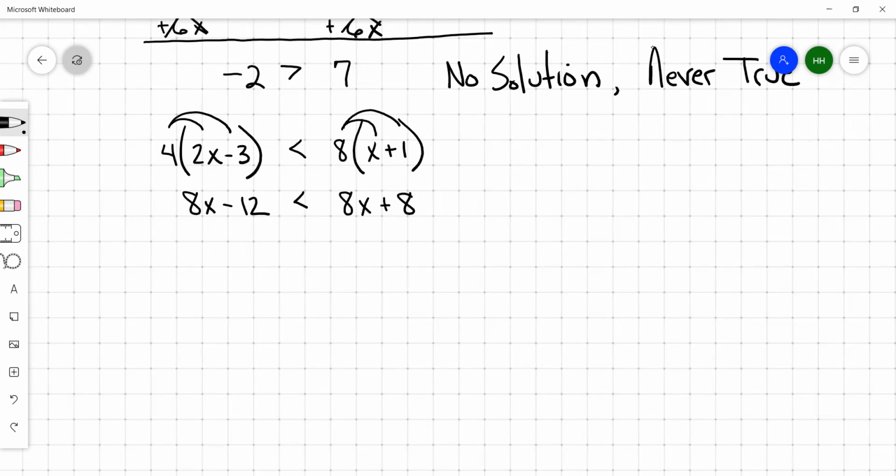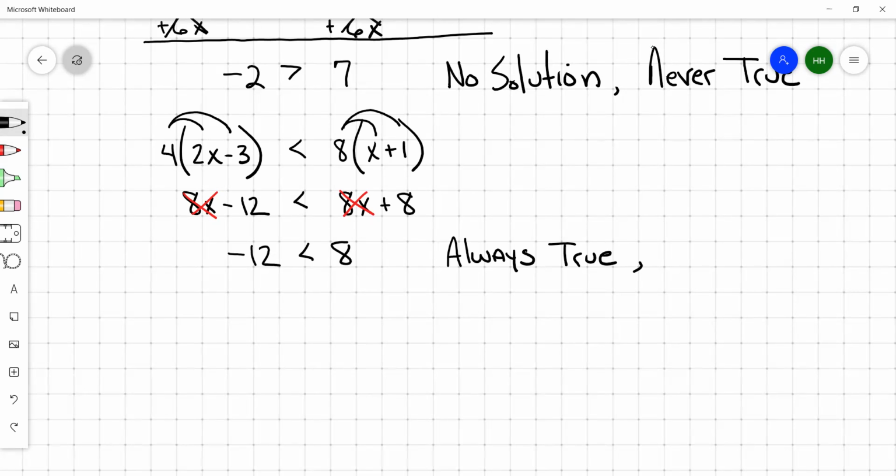You see what's going on with the 8x's again? Does it look to you like it did on the last problem? And didn't the x's end up eliminating themselves? So this is just going to go away, and if you have the same thing on both sides, you can just get rid of them. So don't we have -12 is less than 8? Is -12 less than 8? It is, isn't it? So this is going to be always true.